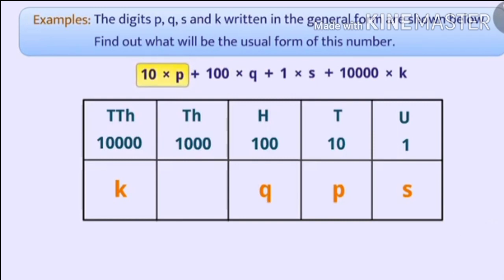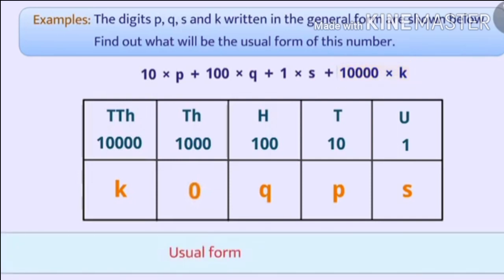Here, 10 into P shows that P is in the tens place. Similarly, 100 into Q shows that Q is in the 100 place. Similarly, 1 into S shows that S is in the units place. And 10,000 into K shows that K is in the place of 10,000. There is no digit in the place of 1000. So here, we will write the placeholder 0. Now, we can say that the usual form of this number is K0QPS.